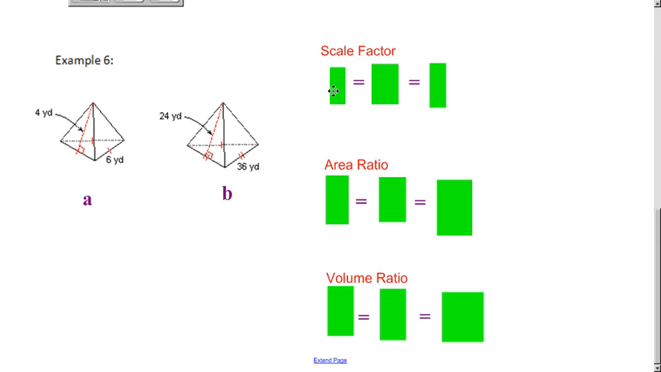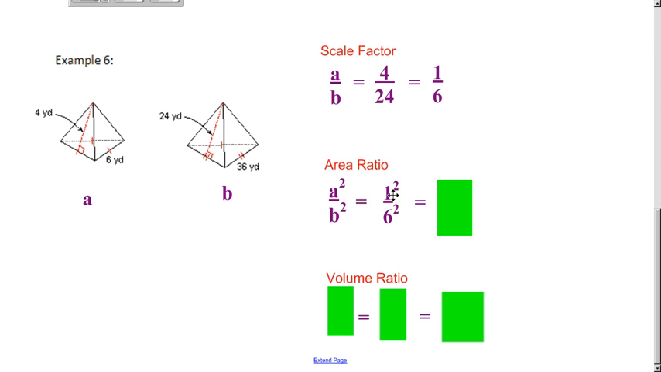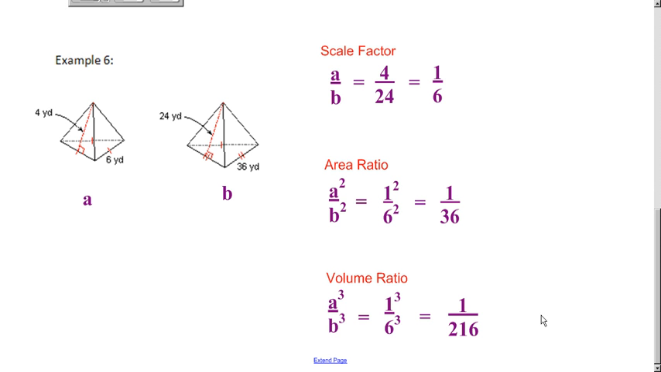All right, now that we're back, scale factor a over b, 4 over 24 reduces to 1 over 6. You may have chosen 6 over 36, still goes to 1/6. Area is squared. I put in 1/6, square them both, and I wind up with 1/36. Volume is cubed. Put in 1/6, cube it, and I wind up with 1 over 216. This concludes lesson 70 on similar figures, scale factors, area and volume ratios.